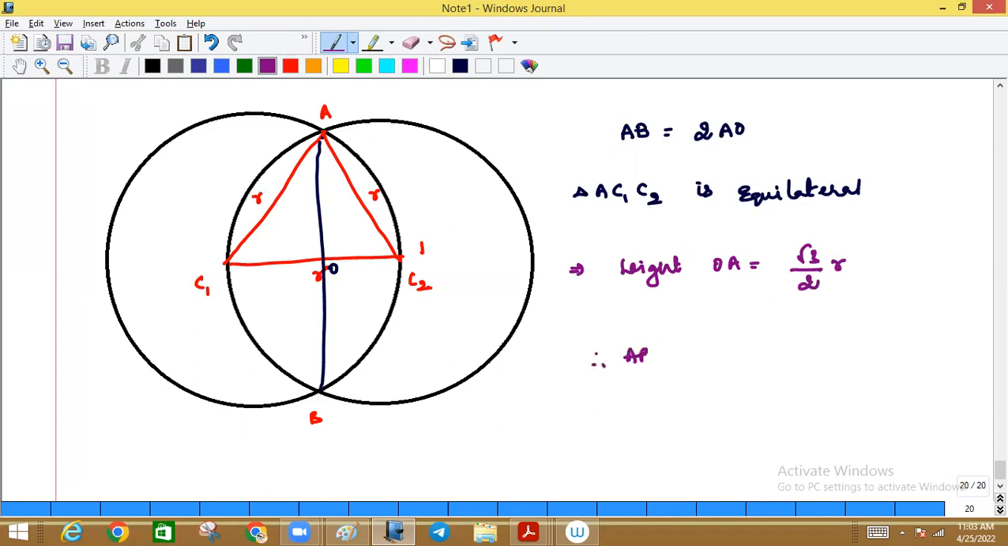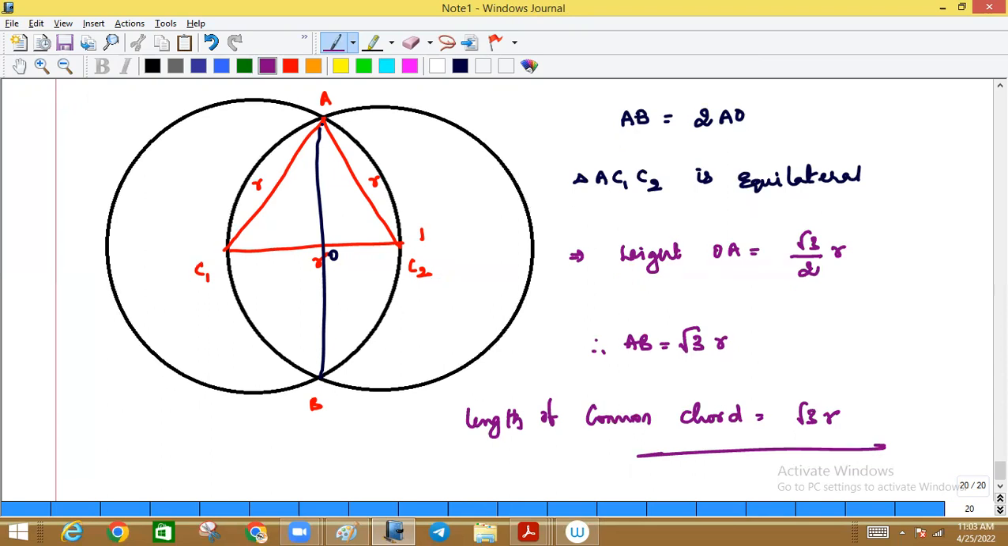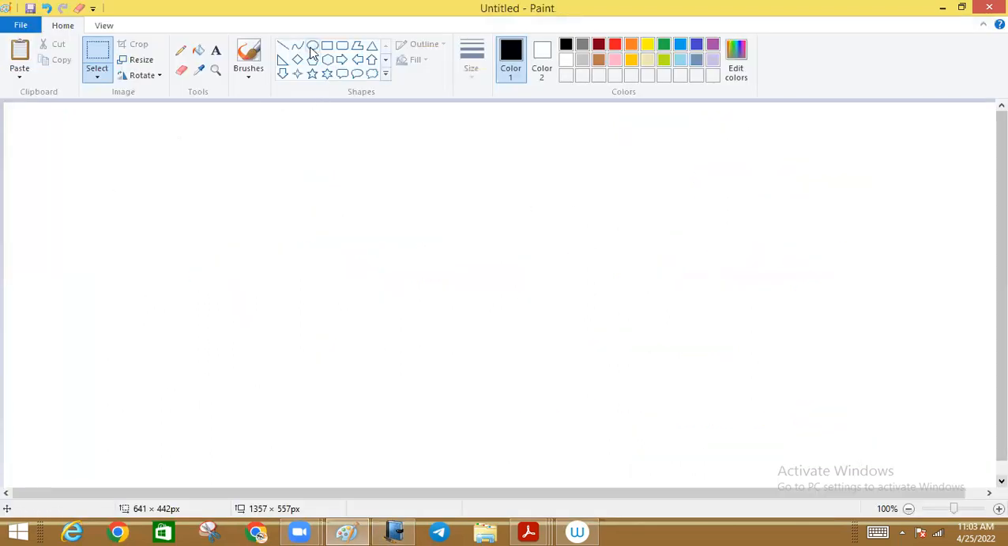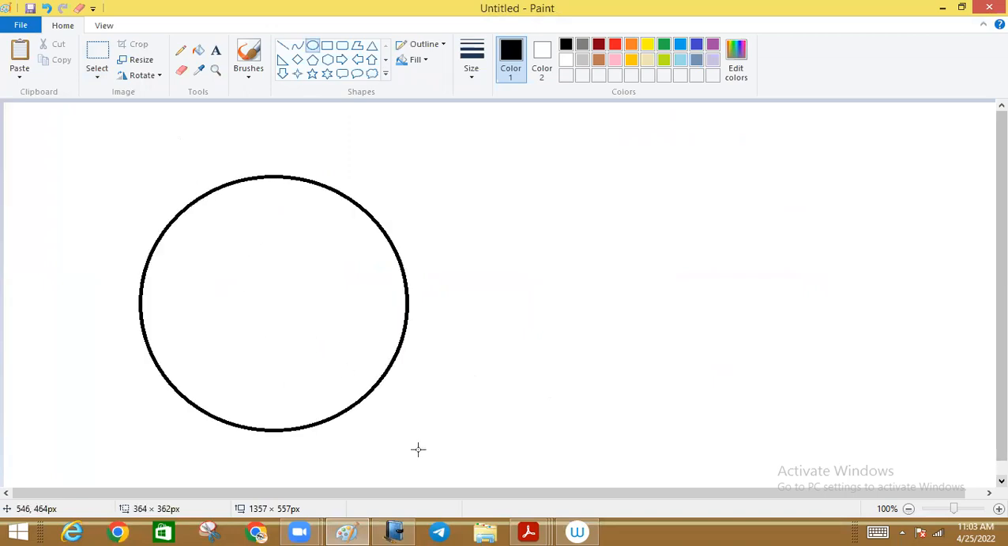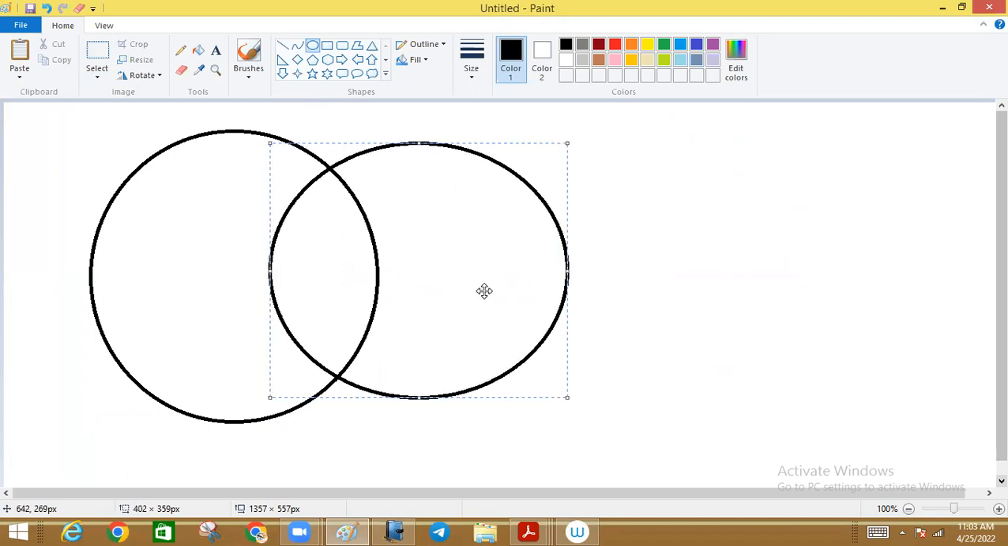Therefore, AB is equal to root 3 times R. Therefore, call it the length of the common chord, which is equal to root 3 times R if the radii of both are equal and they pass through the centers of each other. Let's say they don't pass through the centers of each other. If they are not passing through the centers of each other, how do you find the length of the chord?